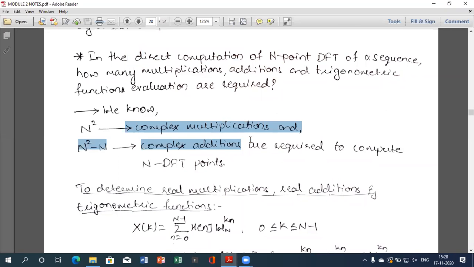In this, I am going to find out how many real multiplications and real additions there are in a complex multiplication. Similarly, in complex addition, we find how many real additions there are. Then we find the trigonometric functions required, or how much time is required to execute them. Trigonometric functions are involved because of the twiddle factor. The twiddle factor W_N is cos theta plus j sin theta, and cos theta and sin theta are trigonometric functions. So we will also find how much time is required to evaluate them.